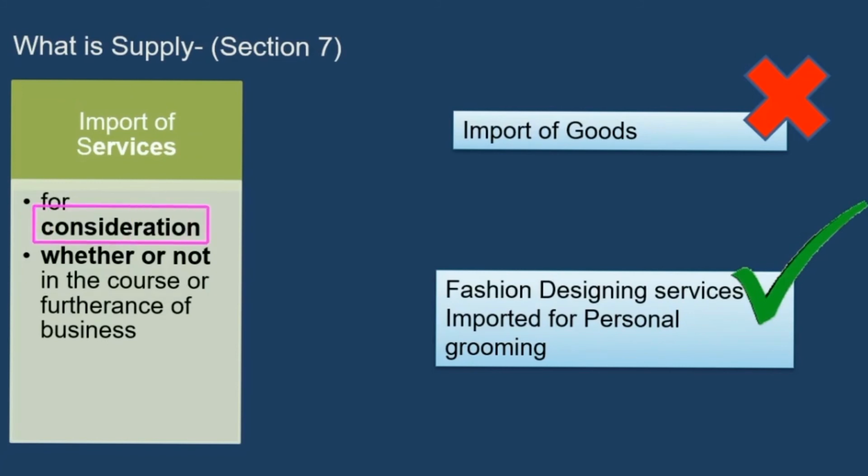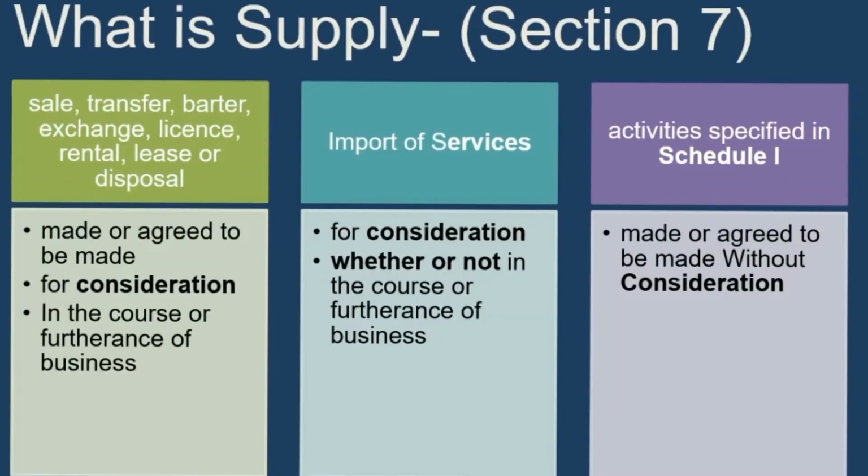So what you have to remember here is, we have these two scenarios. The first scenario is of supply, which includes sale, transfer, barter, exchange, etc. In the first case, as well as in the second case, the common factor was that all these activities should be for consideration. But in the first case it was only for business. Now in the second case, whether it is for business or not, both personal as well as business transactions are covered if it is import of service. The first two categories we have now discussed.